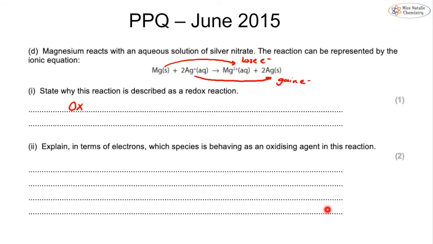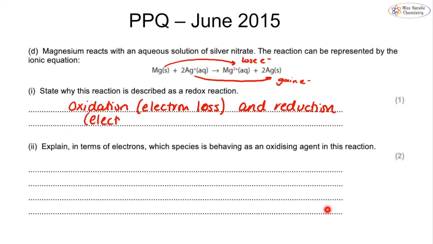So we can say that we are getting oxidation, or electron loss, and reduction, or electron gain, are both happening.